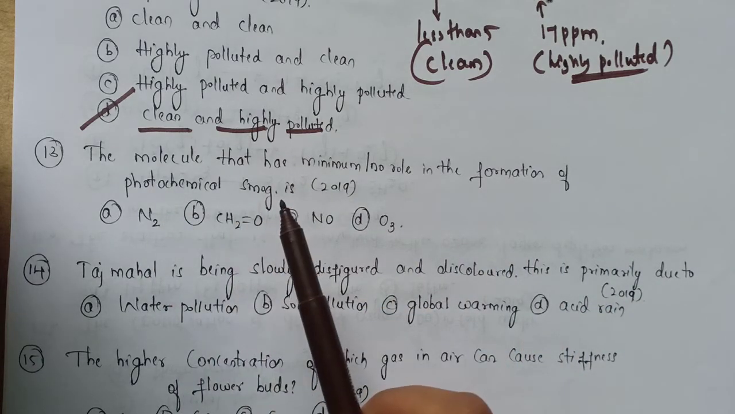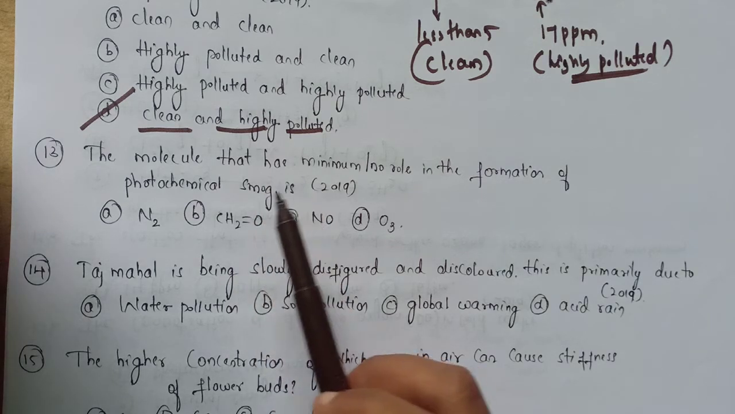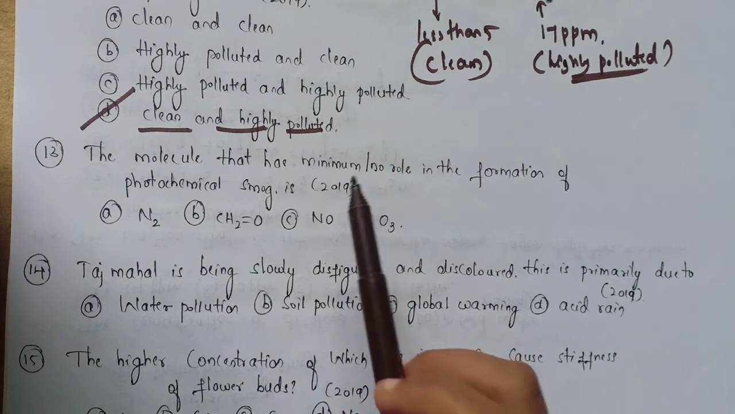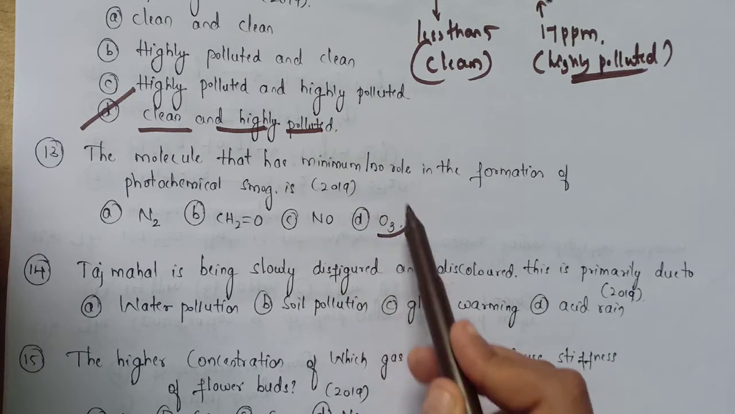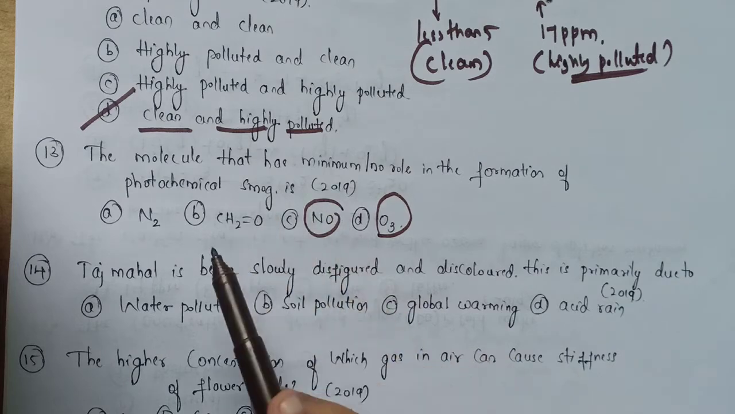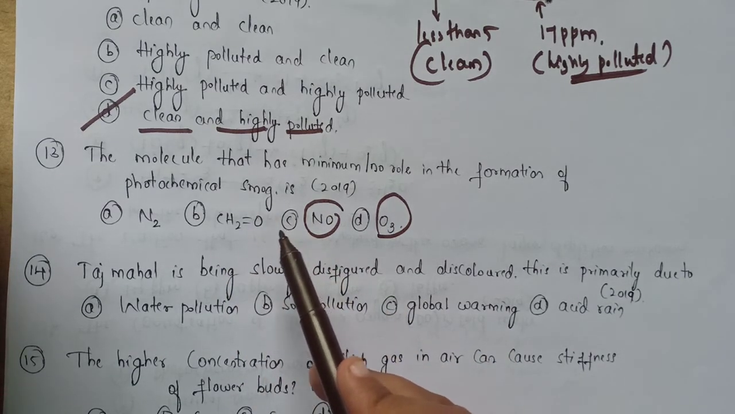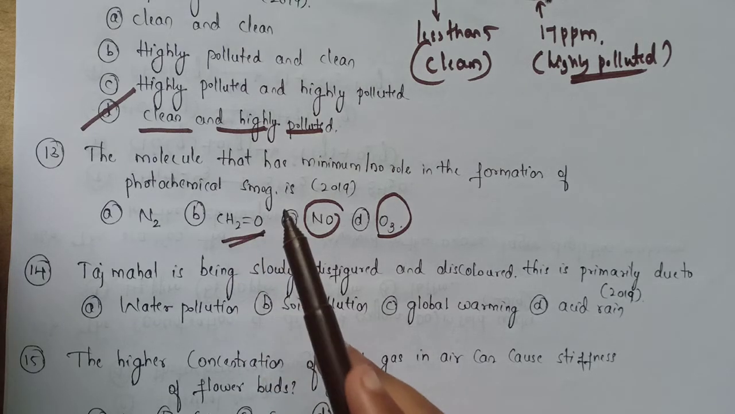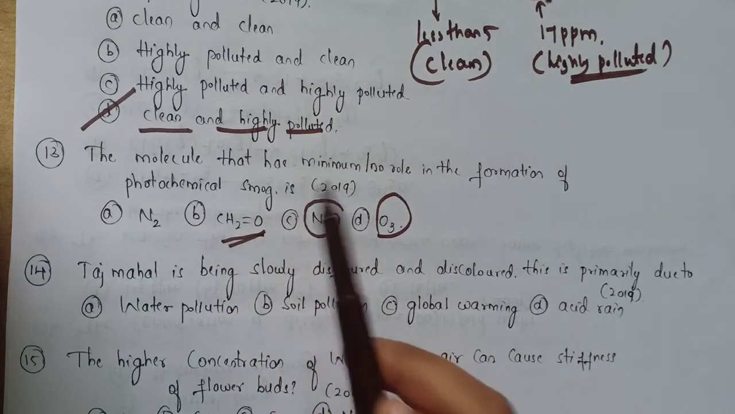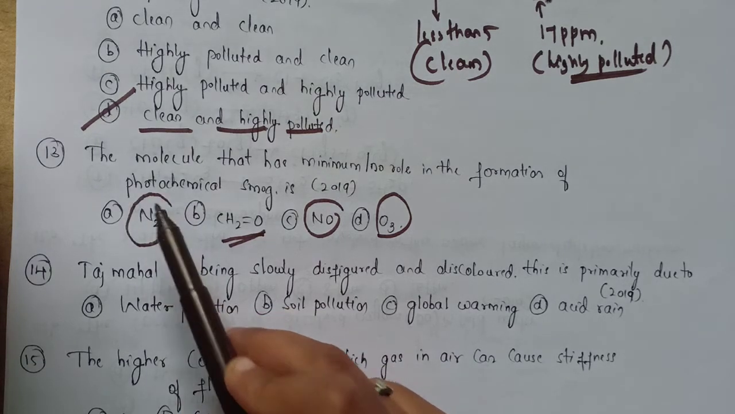The photochemical smog is very important. That's why the questions are again and again asked. So we know which are the molecules which play maximum role in the formation of photochemical smog. That is ozone, nitric oxide and nitrogen oxides, and the hydrocarbon will also play maximum role in the formation of the photochemical smog, whereas this N2 has a minimum role in the formation of the photochemical smog.